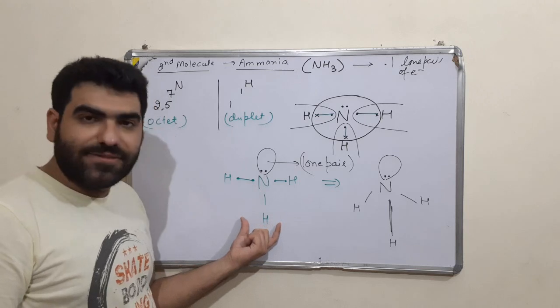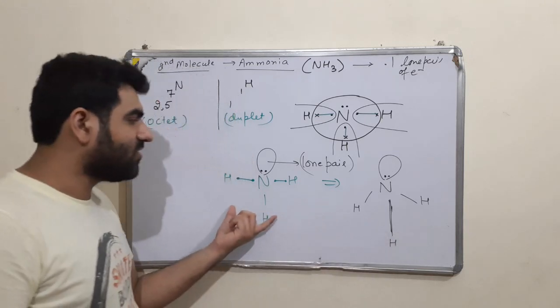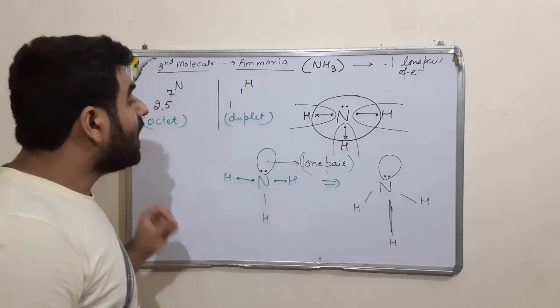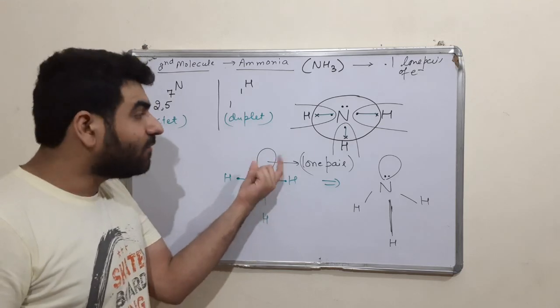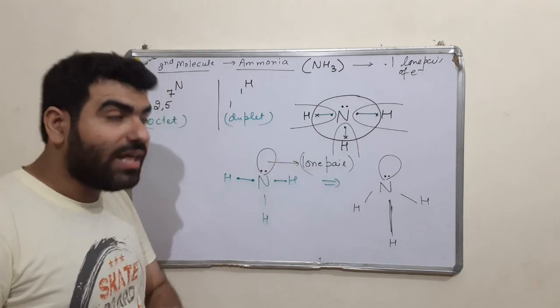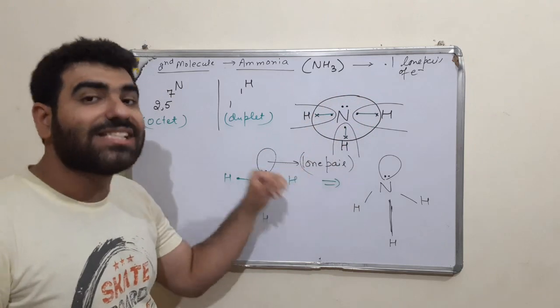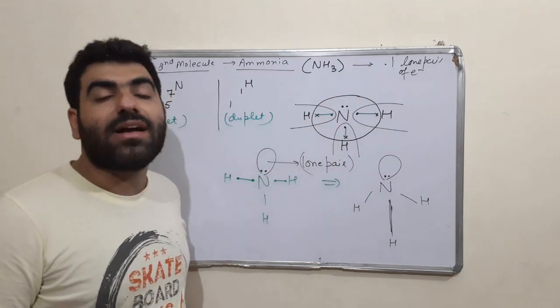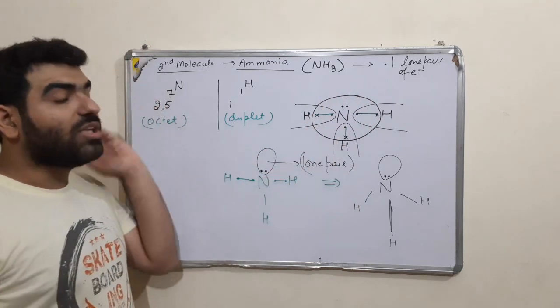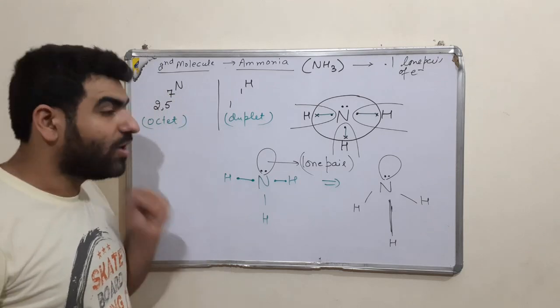But this thing holds fine, so we are not concerned with this. Just remember this thing. Alright. Now this is the lone pair. This lone pair we will have to see only once the bond formation has completed. Only then we'll have to recognize the lone pairs. So this was all about the structure of ammonia.